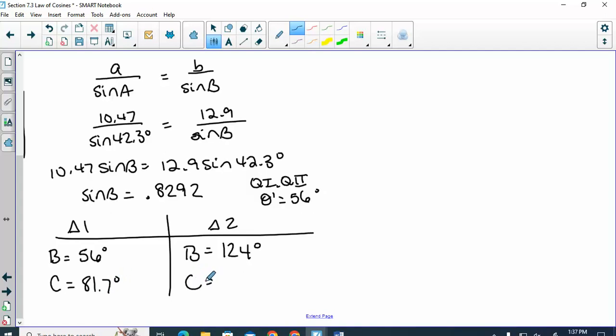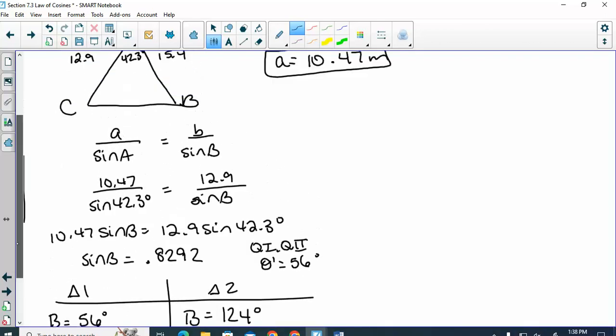And the same thing in the other one. So far it looks like they both work, right? We didn't have any negative angles. The other thing that I've told you to check is the biggest angle always has to be across from the biggest side. Smallest angle across from the smallest side.